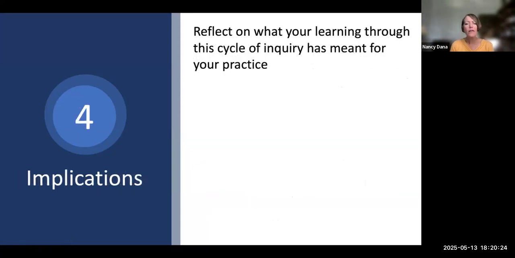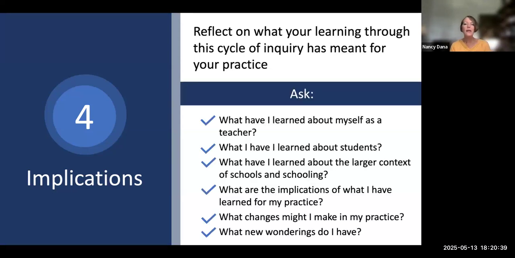And then finally, the fourth phase is implications. That is described as reflecting on what you're learning through this particular cycle of inquiry has meant for your practice. And here are 6 questions that you can ask yourself in order to draw implications from the cycle of inquiry that you just completed.